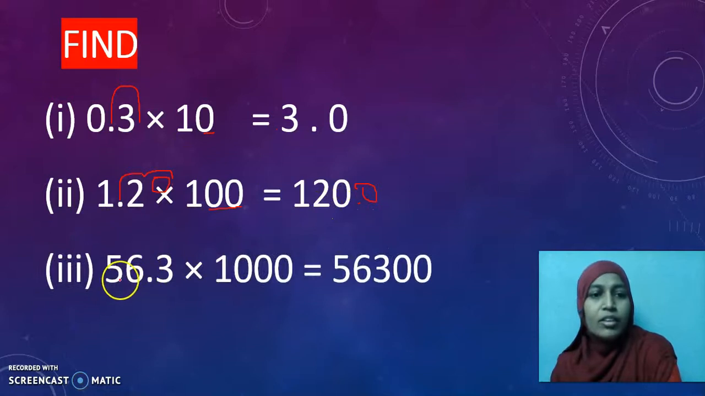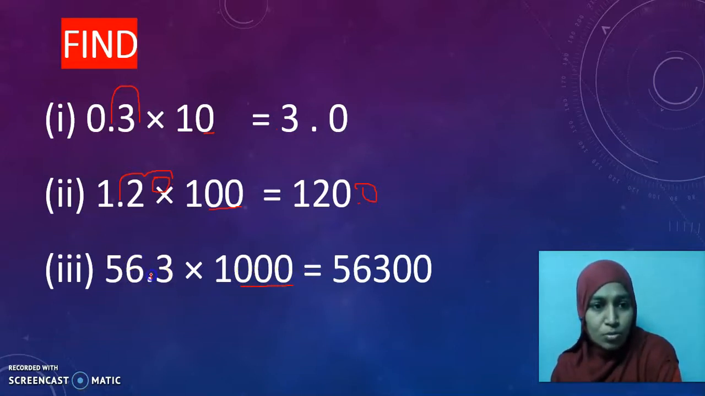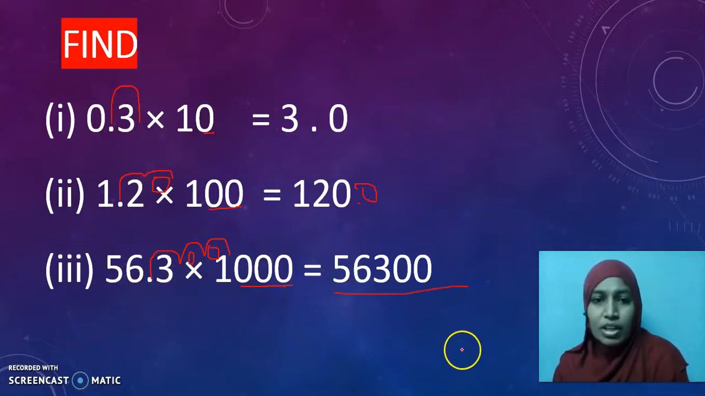Then shall we have another example? It is here. 56.3 into 1000. How many zeros are there? 3 zeros are there. So I have to shift this decimal point 3 places. 1, 2, 3. So in these places I have to have zeros. So now write 5, 6, 3, 0. It's your answer. Is it clear, my dear children?